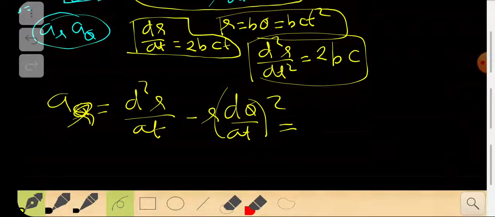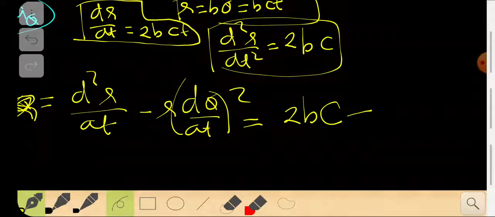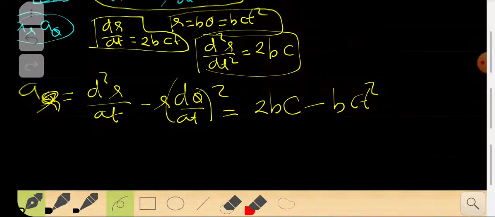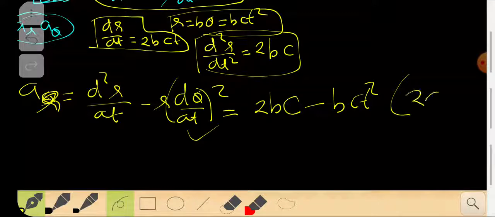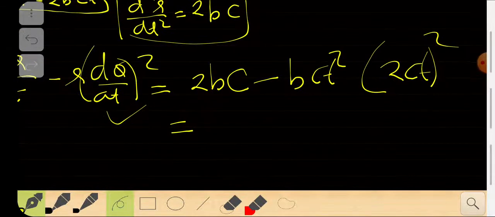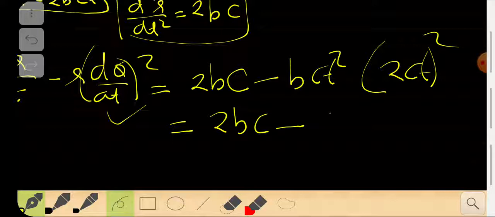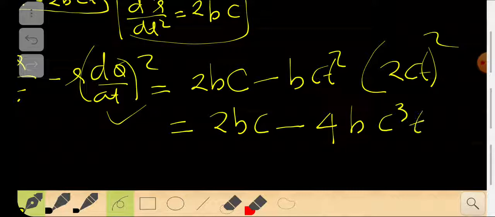We got that d²r/dt² is 2bc minus r, which is what? r is equal to bct², so that's bct² times (dθ/dt) squared, that is (2ct) squared. So simplify that and you get 2bc minus 4bc³t⁴.